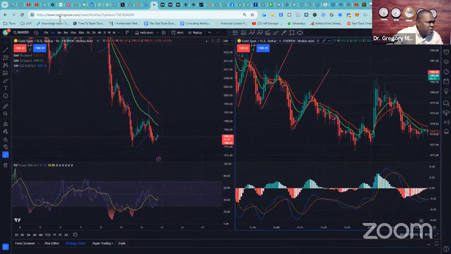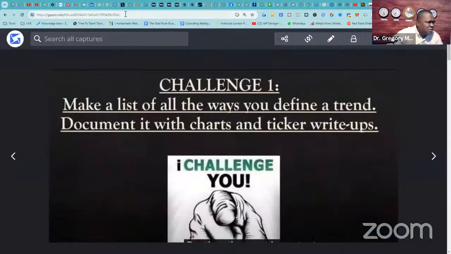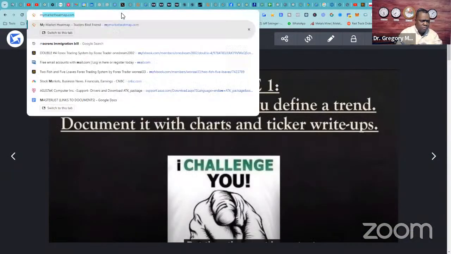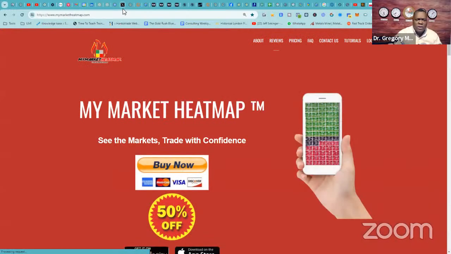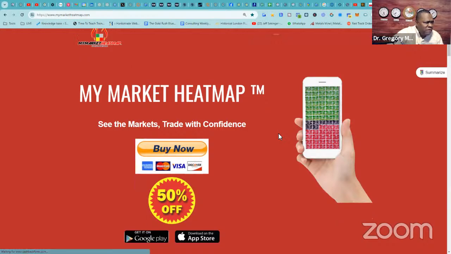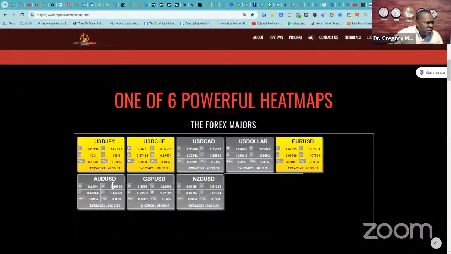And right now we are going to check out my market heat map. I think it's grayed out. My market heat map, an arrangement of currency pairs by percentage change, is a great way of seeing what's going on in the market. We can see dollar yen, dollar Swiss. Everything's moving kind of sideways.